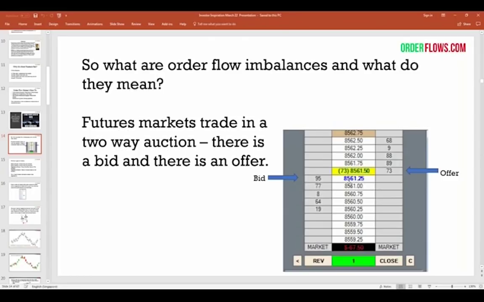If the market's 61.25 bid at 61.5 offer, and an aggressive buyer came in, they would come in and buy at the market at 61.5. That's an aggressive buyer, someone that buys the offer. If an aggressive seller comes in, it's someone that comes in and sells at the bid at 61.25, at the market. That is an aggressive seller.